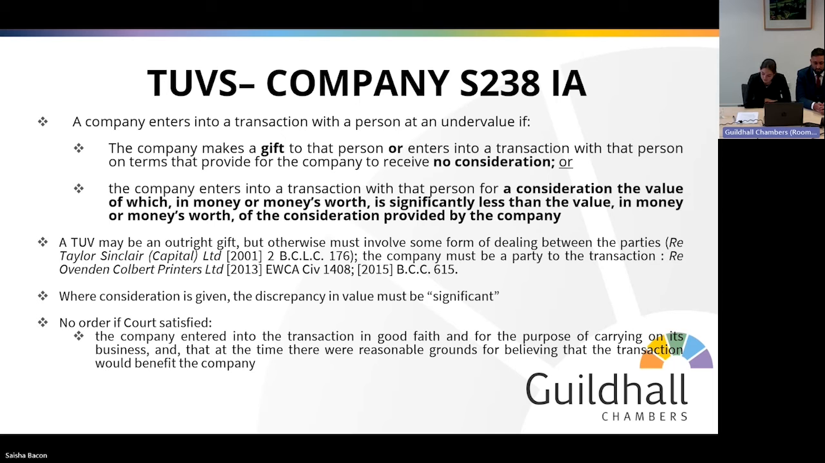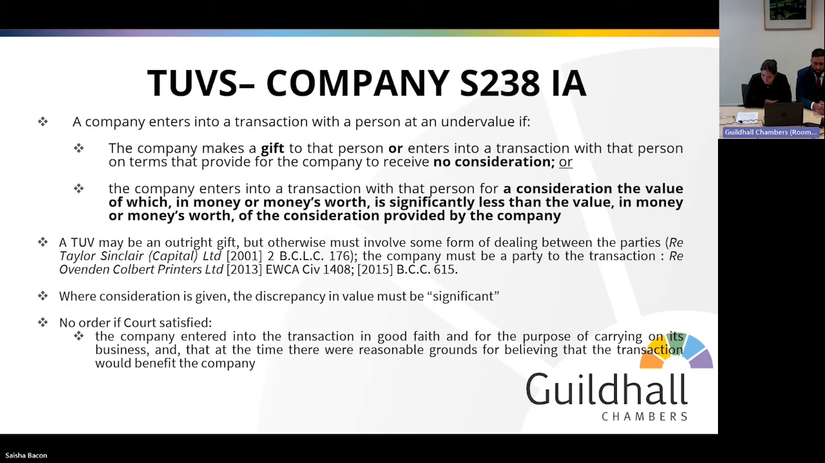Or the company might enter into a transaction where there's a significant discrepancy between what was paid by the company and what was paid by the other party. And the wording is a transaction with that person, the person who's receiving or who's entered into the transaction with the company, for consideration the value of which in money or money's worth is significantly less than the value in money or money's worth of the consideration provided by the company. If it's under that second bullet point on the screen there, then the discrepancy must be significant.